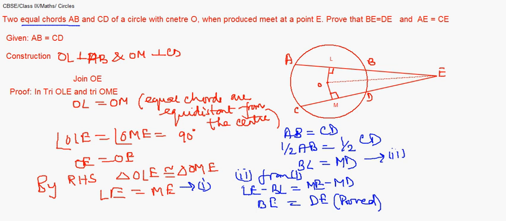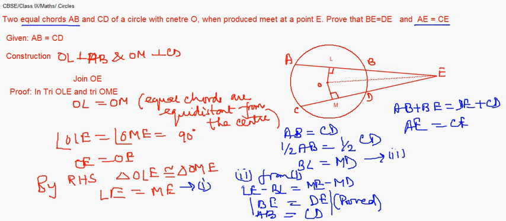Now look at the proof for AE equals CE. We now know this is one, and the other one along with it, we know that AB equals CD. Now we add both of these. What do we get? We get AB plus BE will then be equal to DE plus CD. If you add both of them, you can see AE will be equal to CE. That is our second proof. So we are done with the first question. Let's move on to another one.